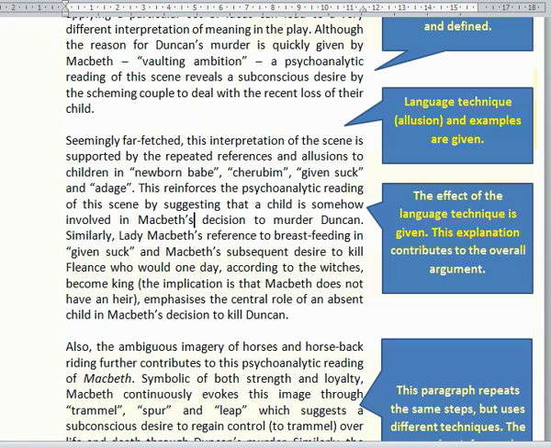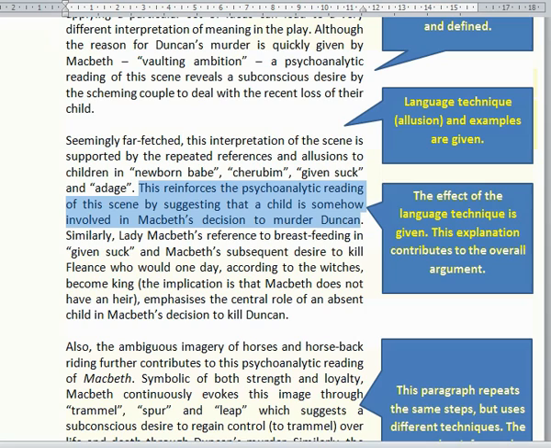Now I have to write about the effect. "This reinforces the psychoanalytic reading of this scene by suggesting that a child is somehow involved in Macbeth's decision to murder Duncan." There is the effect. This is what this technique leads to. That's the conclusion I have reached based on these techniques.